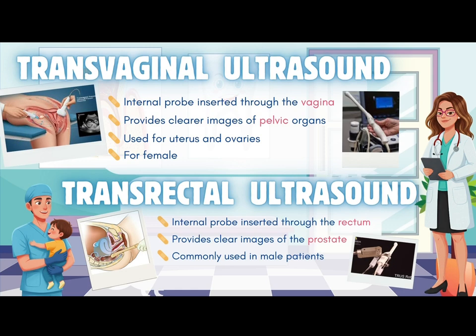Lastly, we have transrectal ultrasound. This ultrasound uses an internal probe inserted into the rectum. It is mainly used in male patients to examine the prostate gland. This method allows doctors to obtain clearer images that may not be visible using external ultrasound.